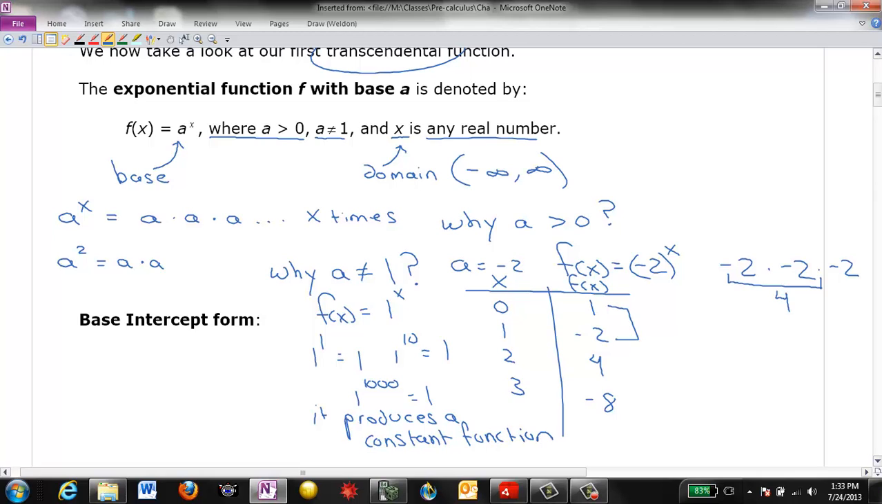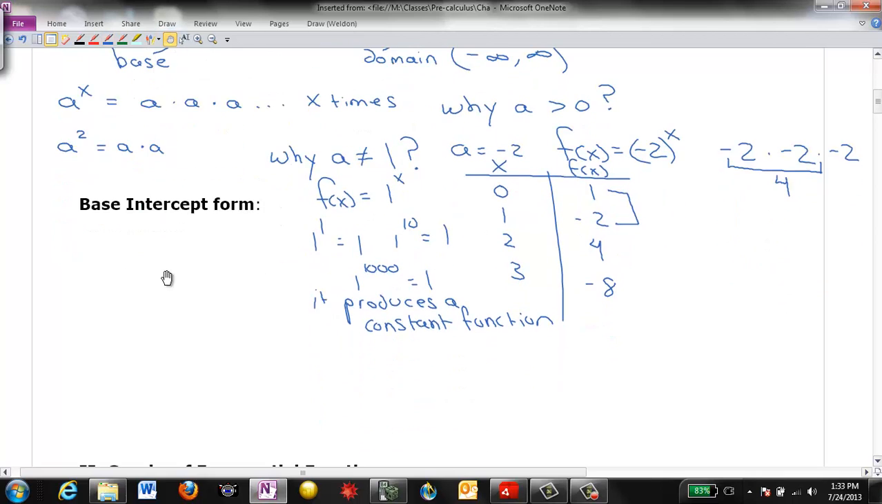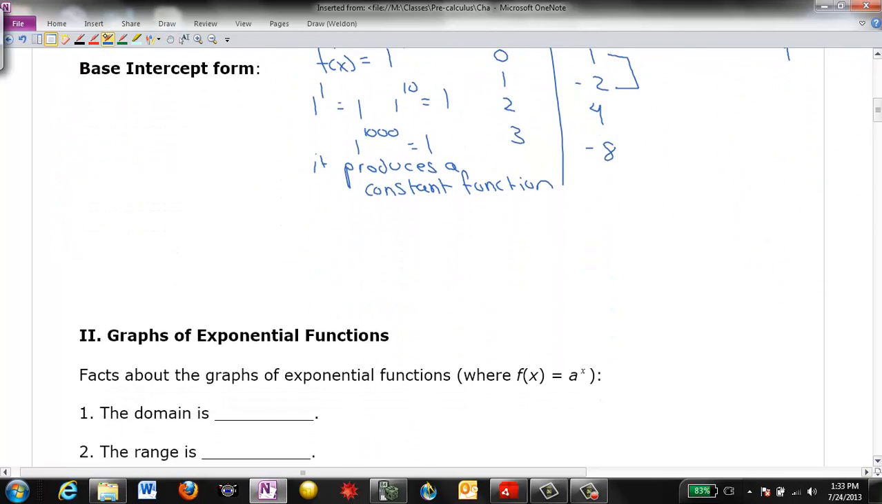Okay? So let's move on to our next topic here, and this is what's called the base-intercept form. The base-intercept form of an exponential equation is something that comes in very handy in applied problems. So if we're analyzing exponential growth or exponential decay, the base-intercept form has a couple of advantages that can really help us out. And you'll see it a lot, especially in compound interest. If you've ever worked with compound interest problems before, the base-intercept form is the form that is used even in those problems.